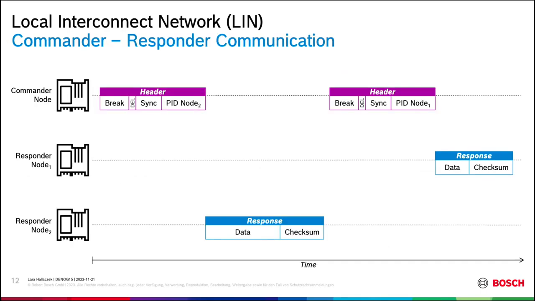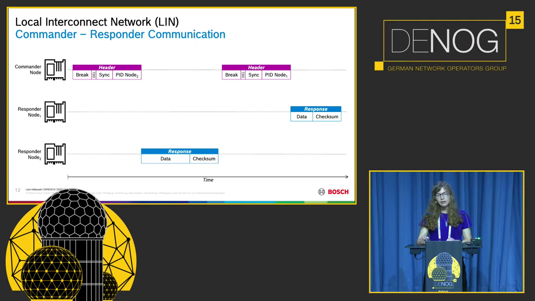Okay, so as I just said, the frames are split in 2 parts. The header is always sent by the commander node, and the response is then sent by a responder node that was identified with the PID. So, for example, the commander node can send a header with the ID of node 2. Node 2 would be responding, and then the commander node can send the next header so another node can respond.